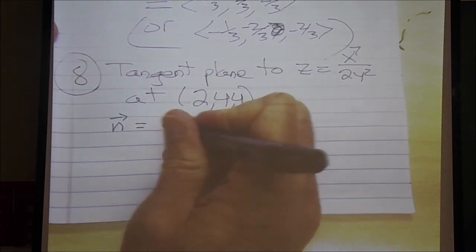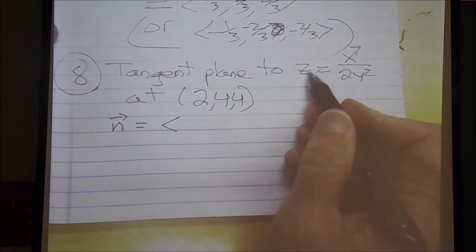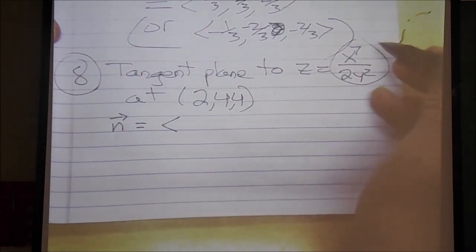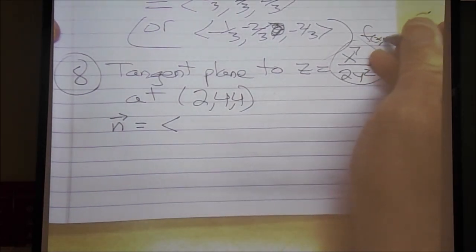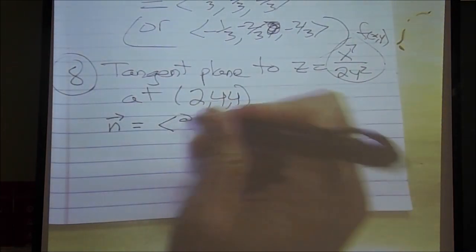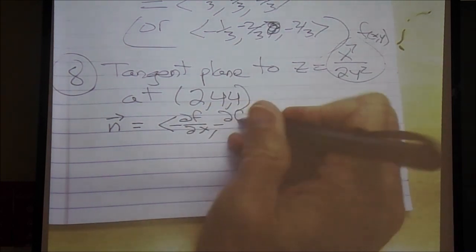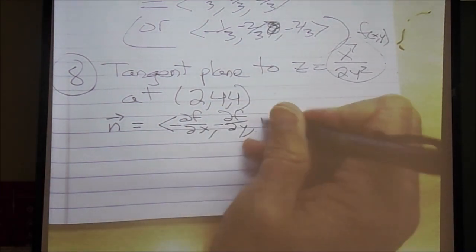An easier thing to do is if you can just memorize that the unit upward normal to any surface z is a function of x and y. We'll call it f of x, y. This is a formula, is you take minus df dx, minus df dy, and 1.